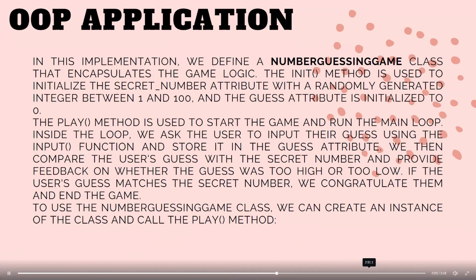We then compare the user's guess with the secret number and provide feedback on whether the guess was too high or too low. If the user's guess matches the secret number, we congratulate them and end the game. To use the number guessing game class, we can create an instance of the class and call the play method.